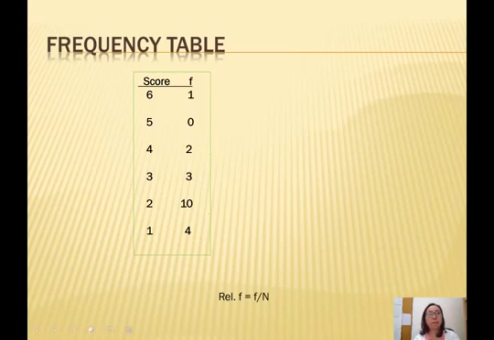You might say, only one person got a score of 6. No one got a score of 5. 2 people got a score of 4. 3 people got a score of 3. And then 10 students got a score of 2, and 4 students got a score of 1. If you were to add up all the frequencies, you would get your N of 20. So because 10 students got a score of 2, that's 10 out of 20, or half of the students got a score of 2. Maybe it was a very tough test to begin with.